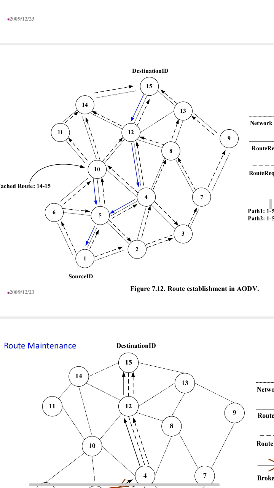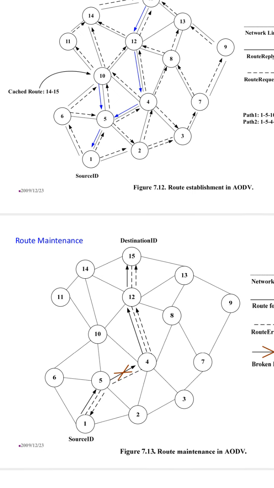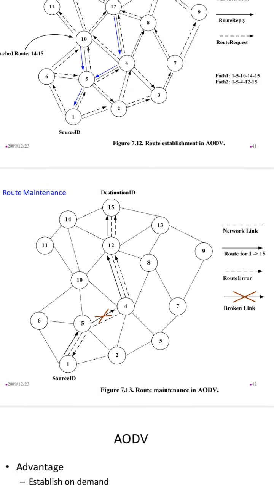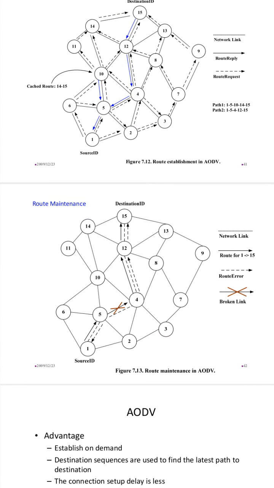Okay, if any one of the links is broken, the broken link error message will reach the source. Once this error message reaches the source, it will automatically resend the same packet on another path. So this is the route maintenance in AODV, that is the Ad hoc On-demand Distance Vector routing protocol.